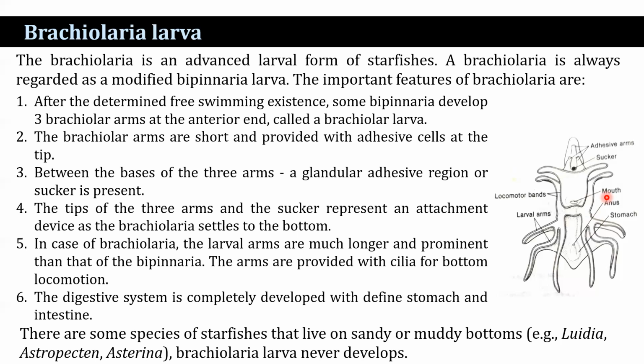In the case of Brachiolaria, the larval arms are much longer and more prominent in comparison to Bipinnaria. The arms are provided with cilia for bottom locomotion. The digestive system is also completely developed with a defined stomach and intestine. This is the stomach, and this is a part of the digestive system. And there are some species of starfishes that live on sandy or muddy bottoms, such as Luidia, Astropecten, Asterina, in which the brachiolaria never develops.